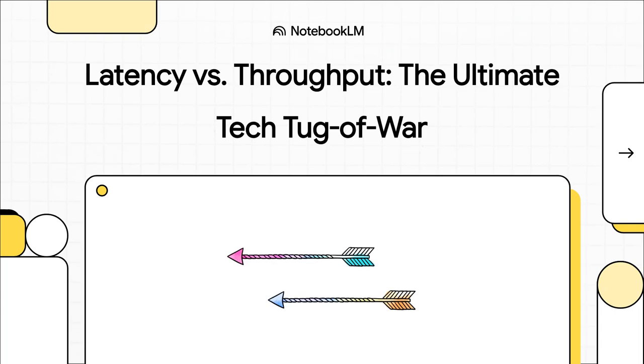All right, let's dive in. Today, we're talking about one of the most fundamental battles in all of technology. It's this constant tug of war that happens behind the scenes, and it dictates pretty much everything. How fast your games run, how smoothly your videos stream, you name it.